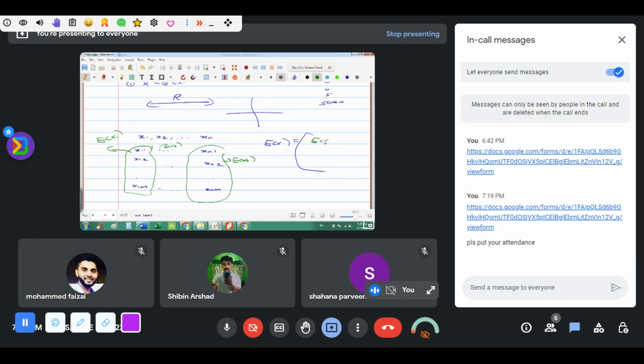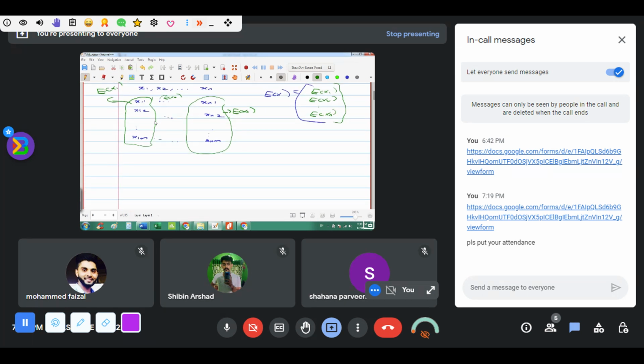E of x1, E of x2. So running this process, the last mean is E of xn. There are a total of n values, therefore n means are also there. Already you know the formula. What is the formula? The mean formula.